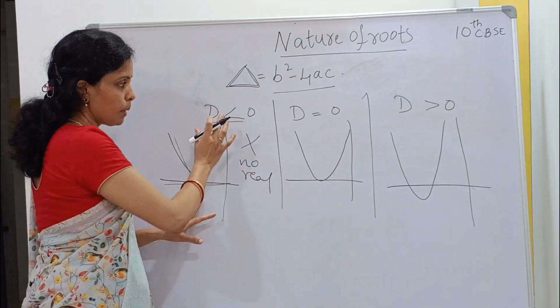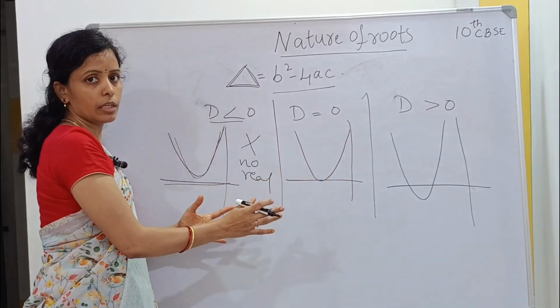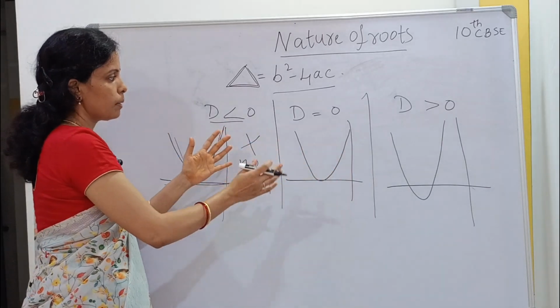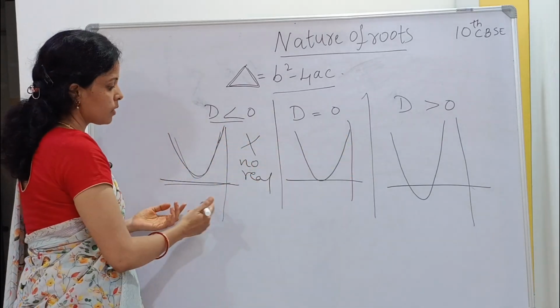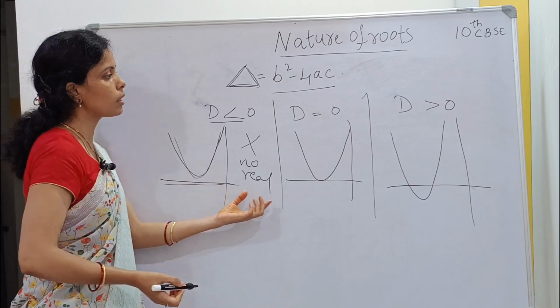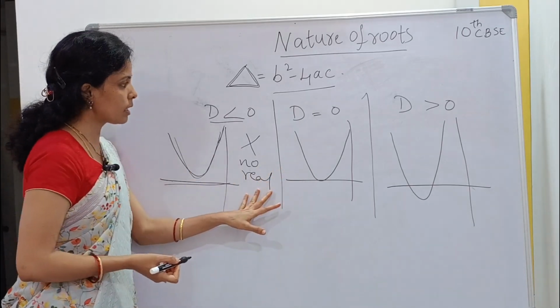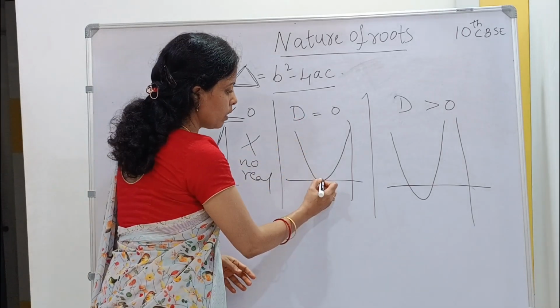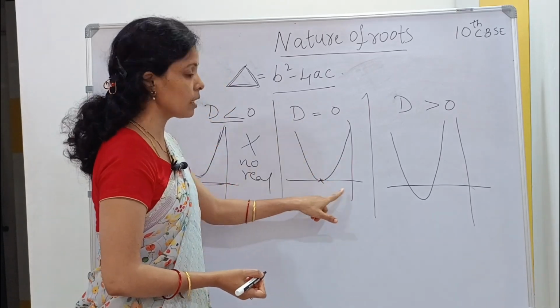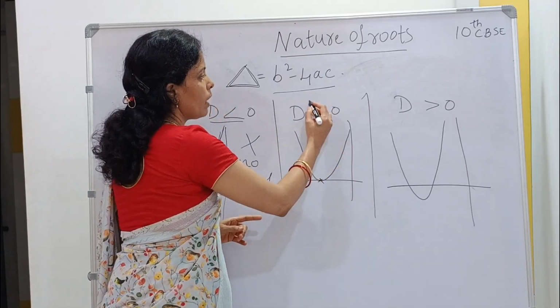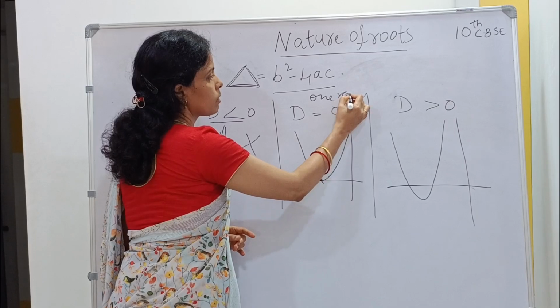Actually, one of the tips to remember these conditions is using this graphical method. Just remember a tabular column and these graphs. Then it will be easy for you to remember the nature of the roots. So it's clear here. D equal to 0. Our parabola is intersecting the x-axis at exactly one point. So we have one real root here.